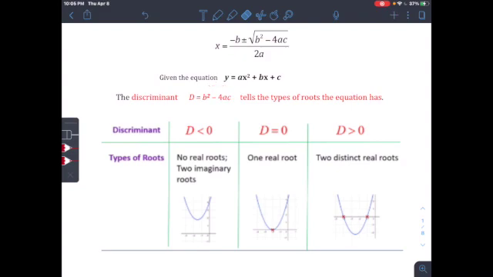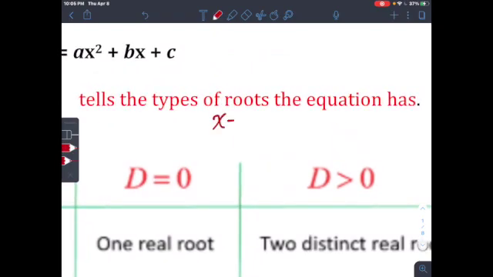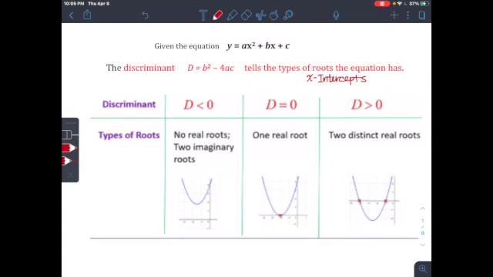Now what we're going to talk about is the discriminant d equals b squared minus 4ac, and that tells the types of roots the equation has. Roots means x-intercepts, so if you want to write that down, the roots are the x-intercepts. The discriminant is not where they are; it tells you how many you have. There's a difference: the x-intercept is the location of those points, but the discriminant tells how many such locations.